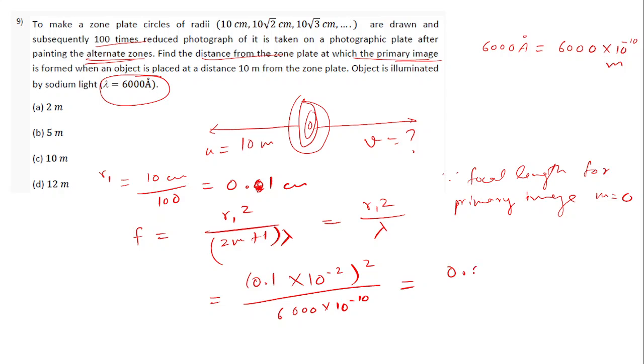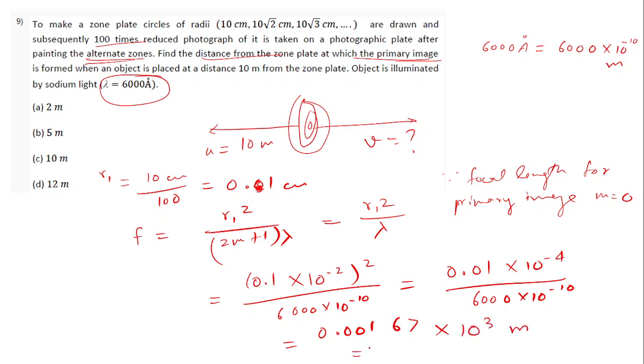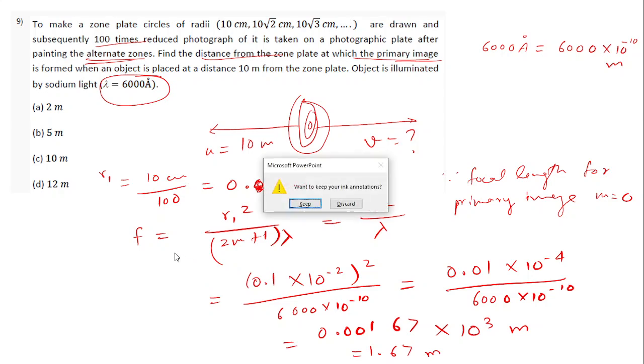So the answer will be 10 to the power minus 4 divided by 6000 times 10 to the power minus 10, which is 0.01 divided by 6000, or 0.01 divided by 6, which gives 0.00167. Ten to the power minus 4 divided by 6 times 10 to the power minus 7, gives 10 to the power 3 meters. That means 1.67 meters is the focal length. So we found the focal length. One more slide.